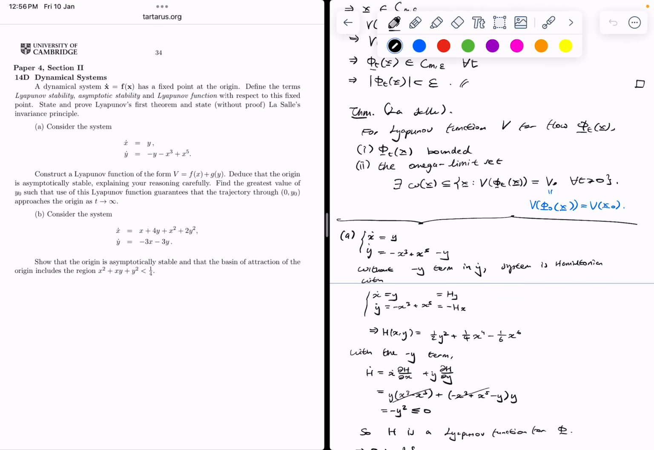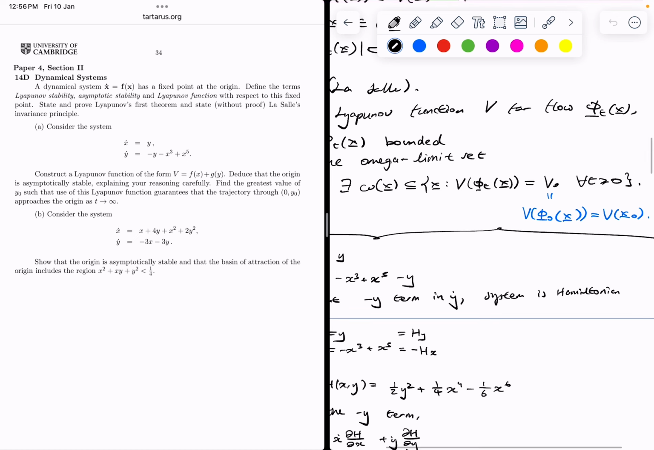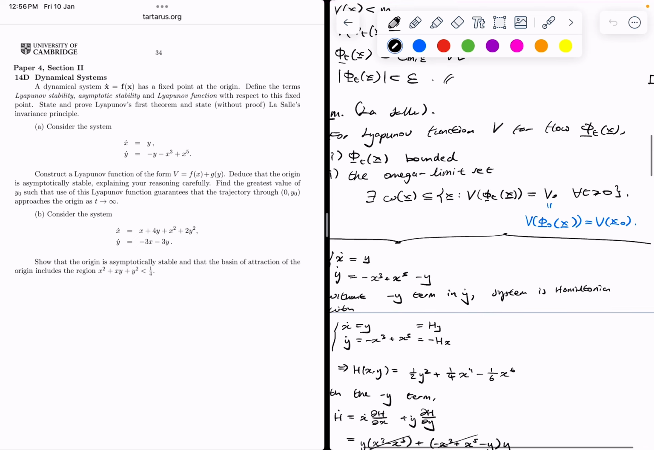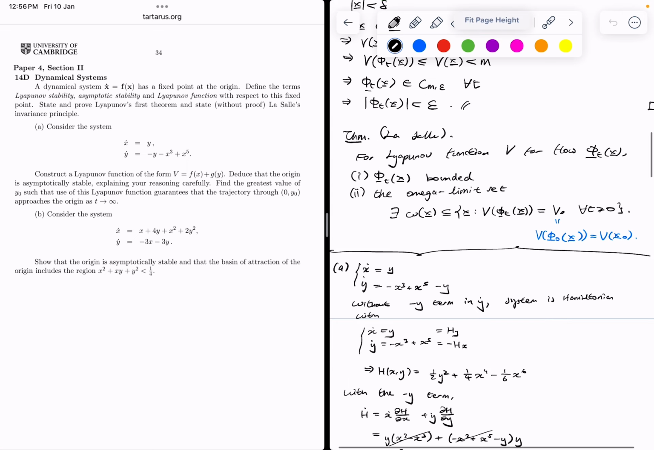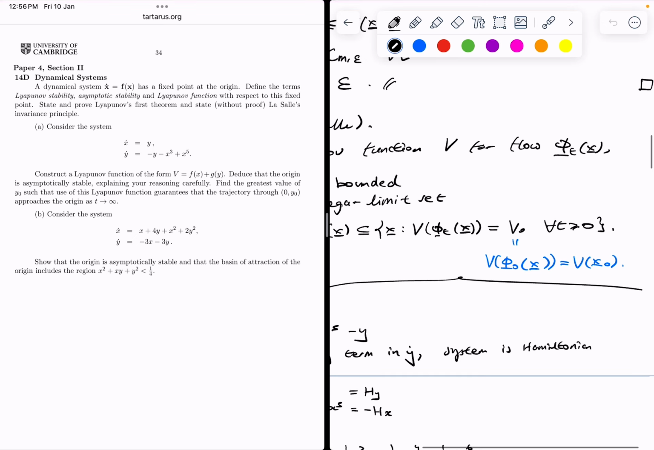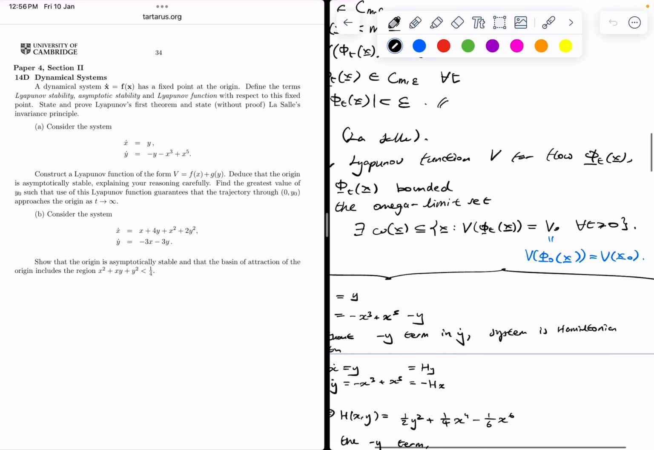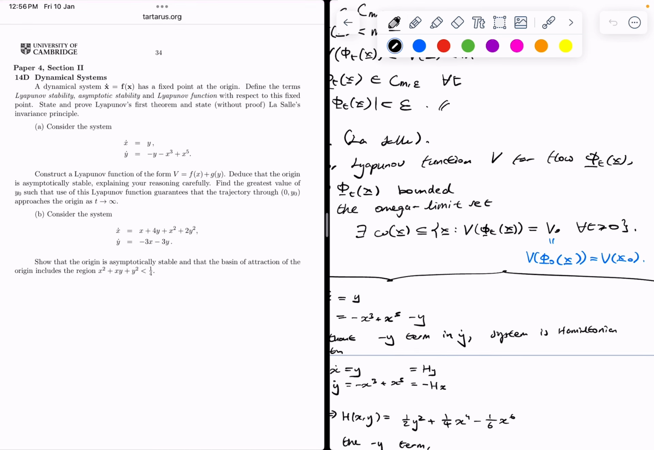Lassalle's theorem, you just have to state that. I got a little bit confused with this, and I want to explain a bit more, as I didn't explain it very well in my previous video. Essentially, for the Lyapunov function, for a flow phi, it says that phi is bounded, and that the omega limit set exists, and it is going to be a subset of the fixed contours of the Lyapunov function v, all of the points that go to these fixed contours.